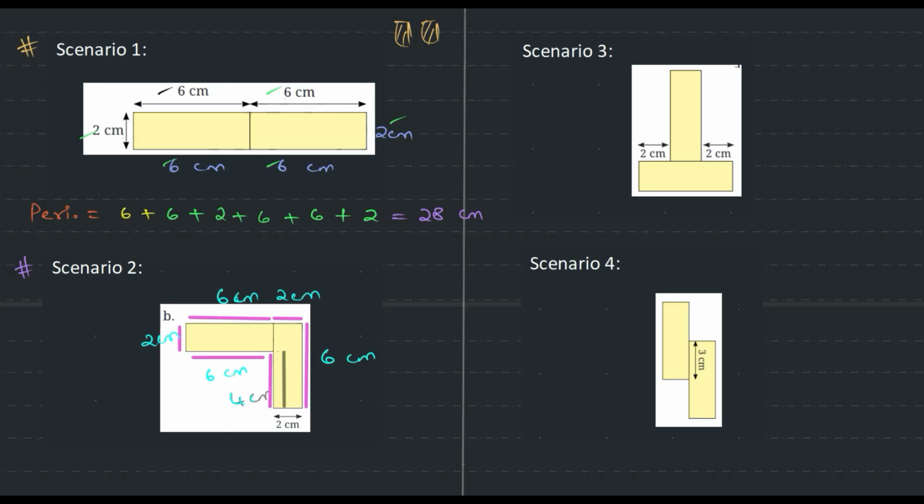And now the final answer. So perimeter is sum of all the sides. So let me start off with, say, bottom 2. So 2 plus this side is 6 plus the other side is 2, then 6 again, plus 2 plus 6 plus this is 4. So this is 8, 8, 10, 16, 16, 18, 18, and this is 24 plus 4, that is 28 centimeter.